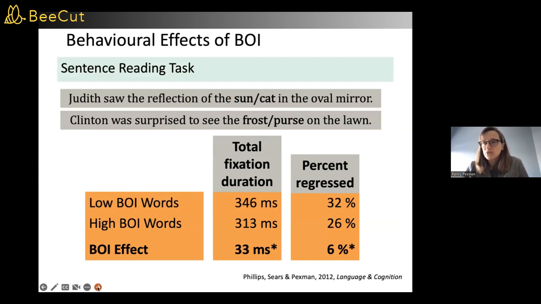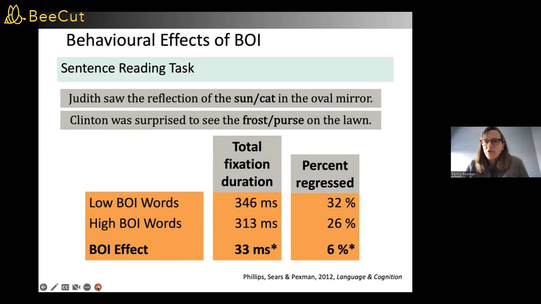So this is a sentence reading task. Participants were reading sentences on a screen. Their eye gaze was being tracked with an eye tracker. They periodically answered comprehension questions to ensure that they were attending and understanding the material. And we constructed the sentences with a lot of care so that each sentence frame was an equally good home for either a low BOI word or a high BOI word. So in that first example, Judith saw the reflection of the sun or cat in the oval mirror. Sun is low BOI and cat is high.